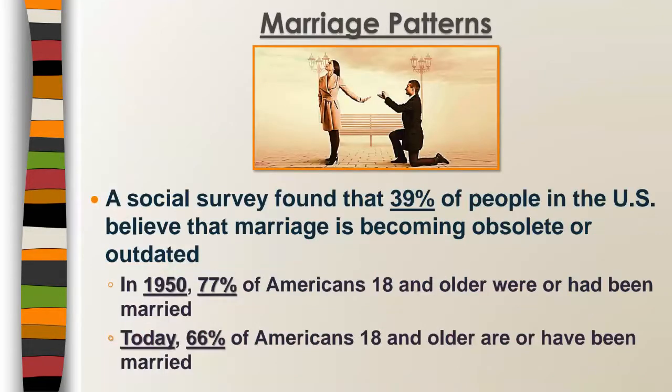So let's start with some variations. Recent social surveys have found that about 39% of people are starting to report that marriage is becoming obsolete or outdated. In 1950, 77% of Americans over 18 were or had been married. Today, that number has gone down. 66% of Americans 18 and older are or have been married.